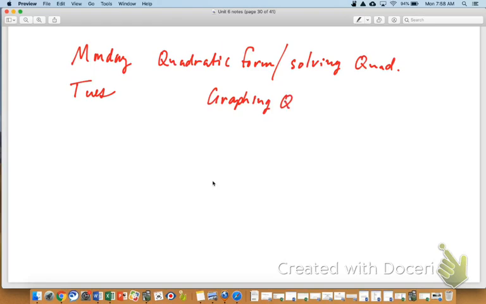quadratics. By the way, does anybody know the name of the graph of a quadratic? Have you ever heard of this word before? Anybody ever heard of that before? Parabola? Parabola. That's a good way to remember how to spell it, right? Parabola. Parabola. And then one special note here.